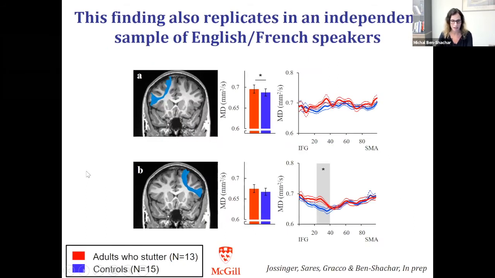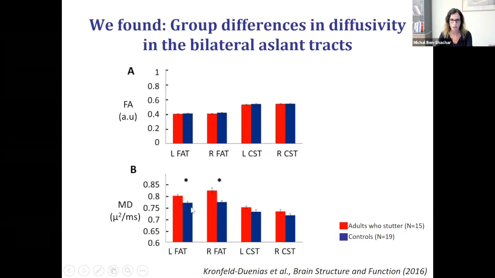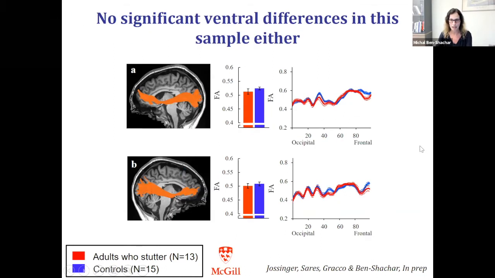And again, in a recent reproduction, Sivan has found a similar pattern of results in an independent sample from McGill. There is a significant difference in mean diffusivity. It's elevated, similarly to our original findings: elevated mean diffusivity in the frontal Aslan tract. And you can find this in the left and in the right frontal Aslan tract. The details vary a little bit, but this is again a replication across languages, across samples. In this new sample as well, there were no differences in the ventral pathways at all.